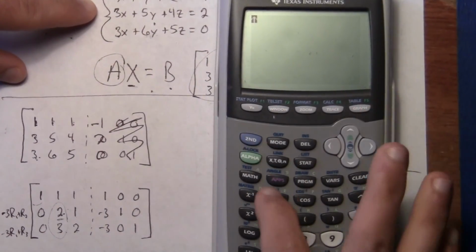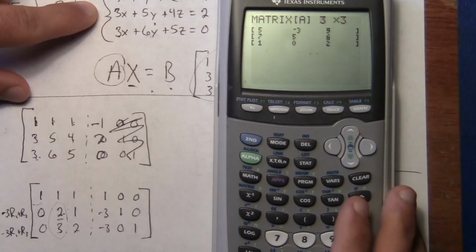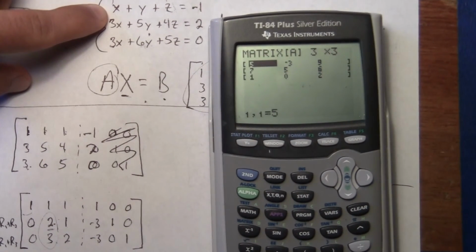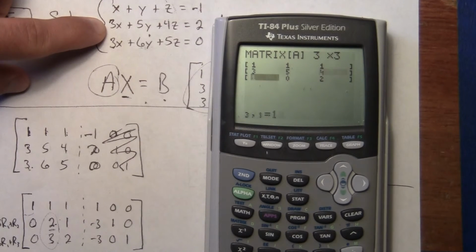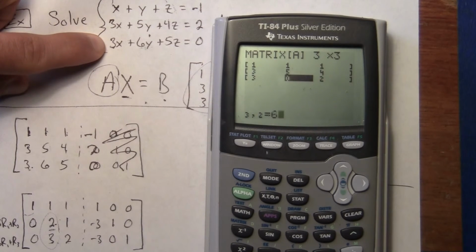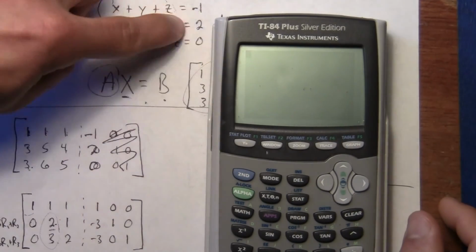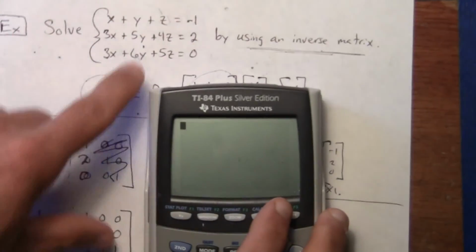So second x to the negative first, go over to edit, pick whichever one you want. The first one, it's a 3 by 3, so make sure you got the dimensions correct. Enter in the first row, which is 1, 1, 1, then 3, 5, 4, and then 3, 6, 5. And once I have that in, I can go ahead and leave. I am going to need the answer matrix because eventually I'm going to need to multiply by it. So I'm going to go ahead and type that in.